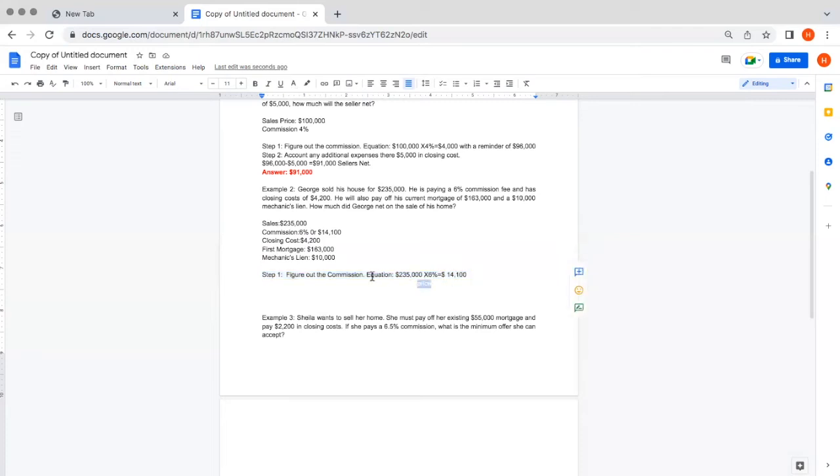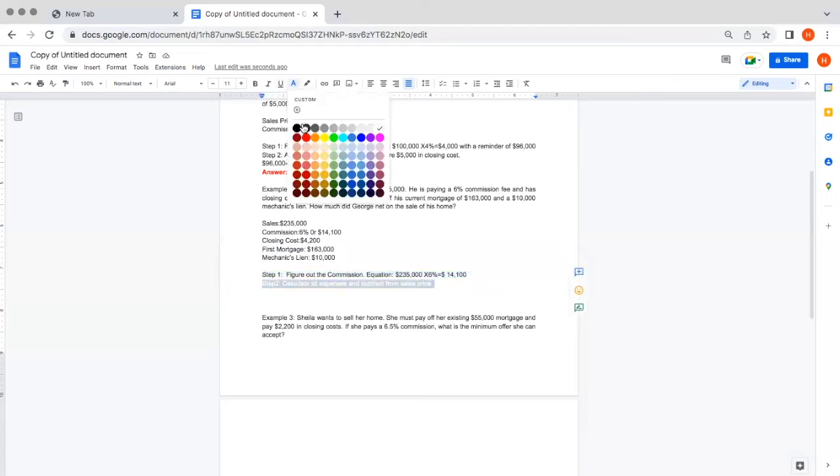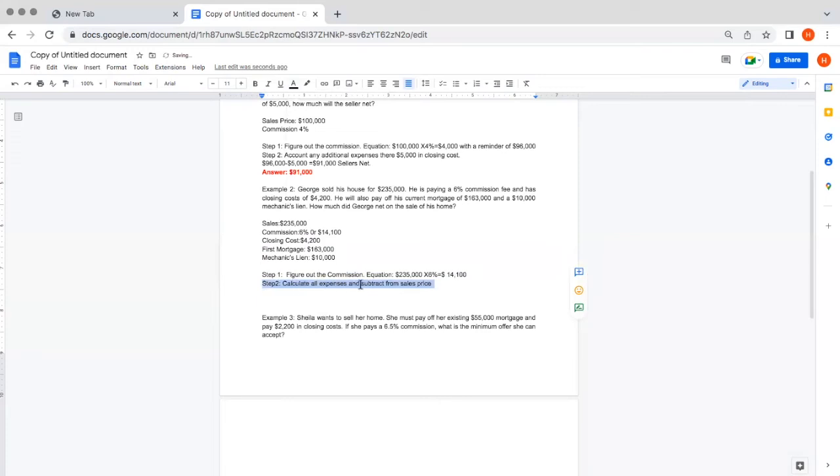The next step is to account for all the other expenses. Calculate all the expenses and subtract from the sales price. So we already got our commission, and then these are the other expenses: $42,163 and $10,000. Here's the actual equation written out. We have 235 minus the commission, which is 14,100, minus the closing cost of 4,200, minus his first mortgage, 163,000, and then also minus the $10,000 for the mechanics lien.